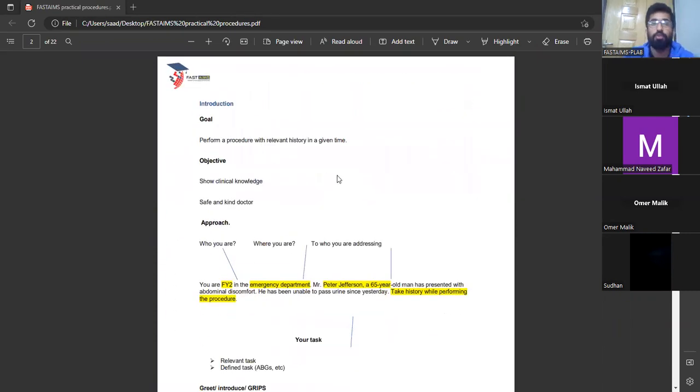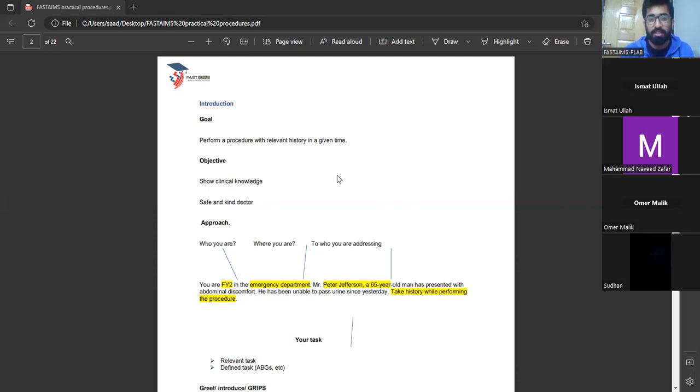Moving further, today's goal is to perform the procedure with relevant history in the given time. These procedures are usually performed in more than 8 or 10 minutes. So we will see how we can manage our time while performing these procedures. And we have to take minimal history. That is our important objective and goal as well.